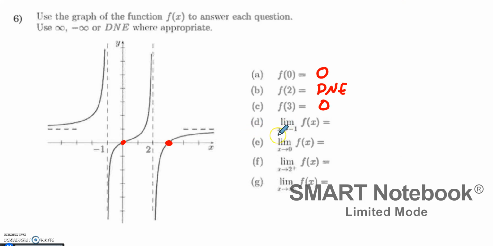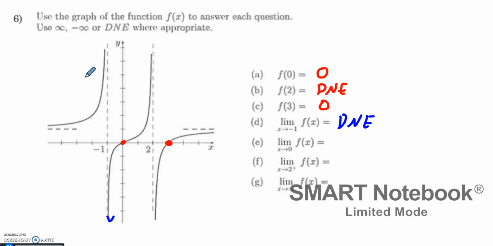Part D, find the limit as x approaches negative 1. And again, it does not have a direction, so that means you need to look from both directions. As we're approaching negative 1 from the left side, the graph goes up towards positive infinity. And as we approach the x value negative 1 from the right side, the graph goes down to negative infinity. So because the limits are not the same from left and right, this limit does not exist.